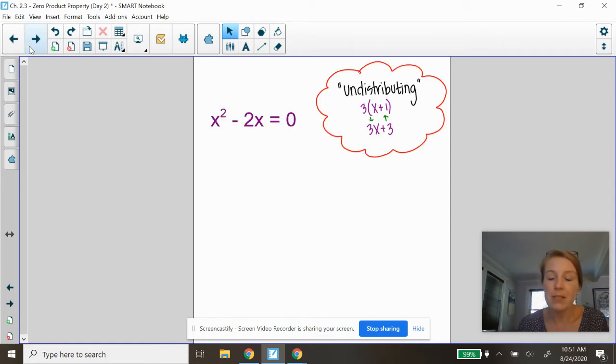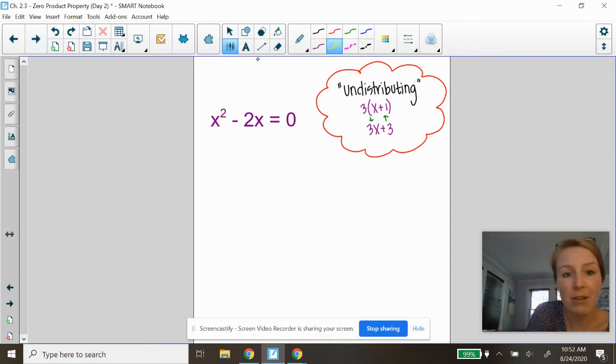So here we go. There's something called undistributing. You may be thinking it sounds a lot like distributive property, but not quite the same. Well, you're correct. Undistributing is essentially like backwards distributive property. So if you look at the example in our little red bubble, if I start with 3x plus 3, undistributing is going to allow me to work backwards to what it was before I distributed.